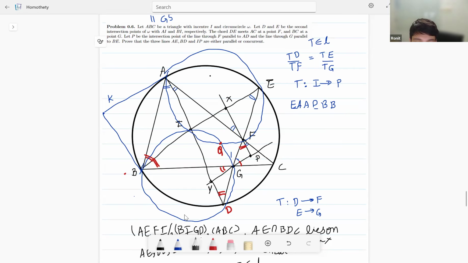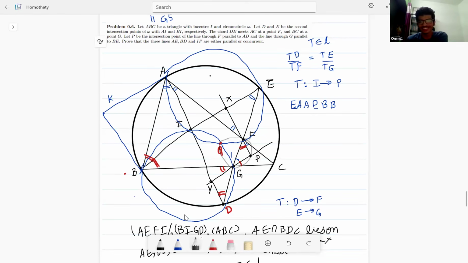Which cyclicity? Hold on. These things are cyclic, I suppose. Because of angles, IQF is, yeah, it works. You don't need it.